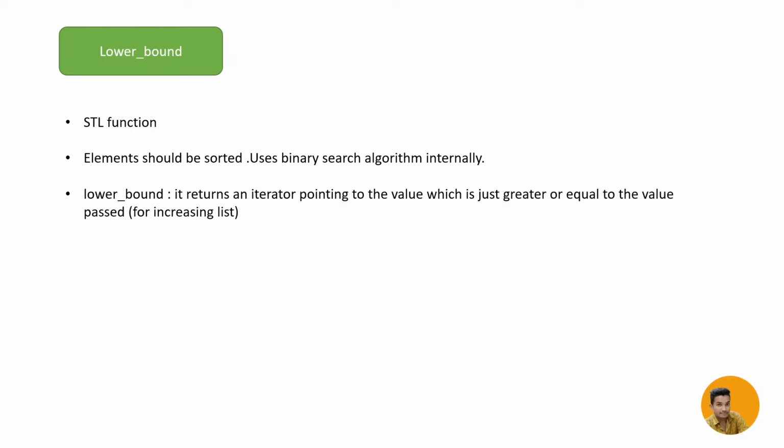Now we'll see what it does. It returns an iterator pointing to the value which is just greater or equal to the value passed. So let's say we have a list of numbers 2, 5, 10 sorted in ascending order. First we are seeing it for an increasing list. Now let's say we want the lower bound of the value 5.